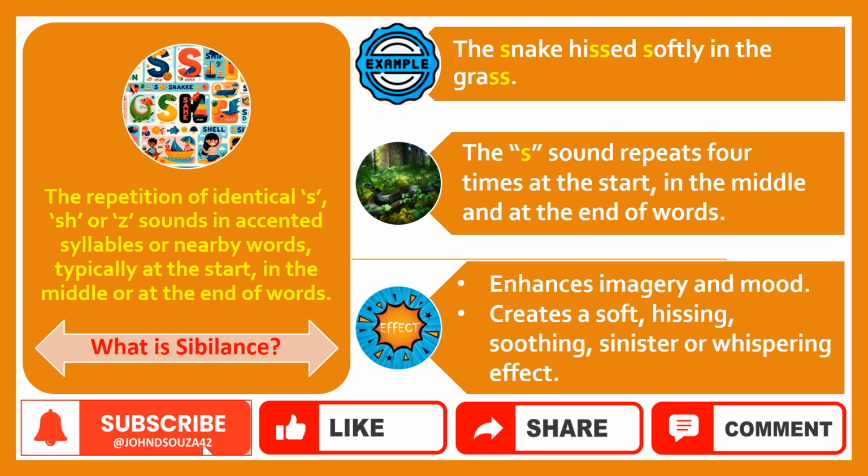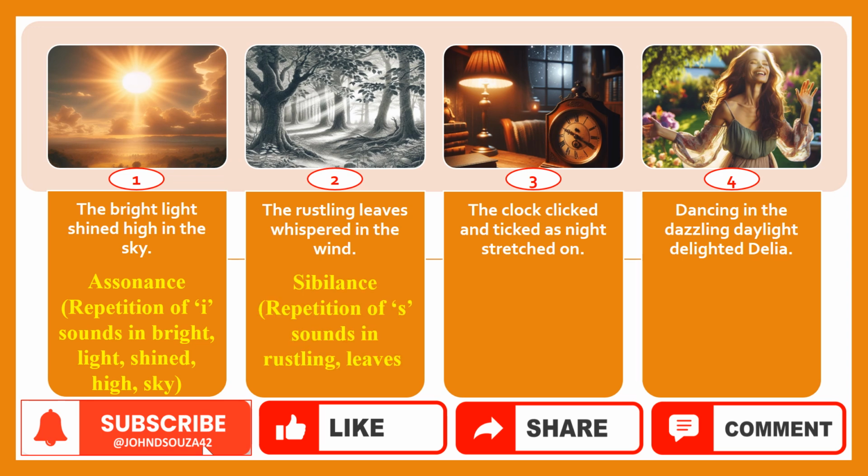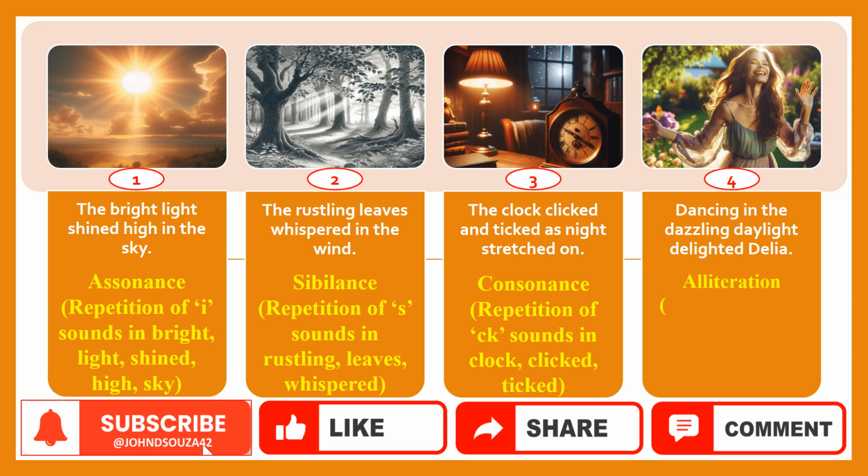Read each sentence carefully and identify whether it contains alliteration, assonance, consonance, or sibilance. First, assonance, repetition of the I sound in bright, light, shined, high, sky. Second, sibilance, repetition of S sounds in rustling, leaves, whispered. Third, consonance, repetition of the CK sound in clock, clicked, ticked. Fourth, alliteration, repetition of D sounds in dancing, dazzling, daylight, delighted, Delia.